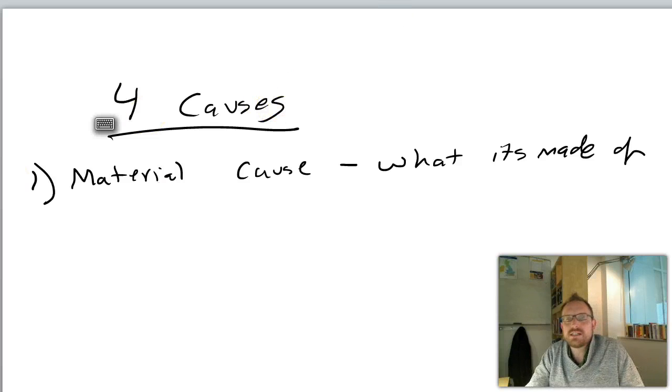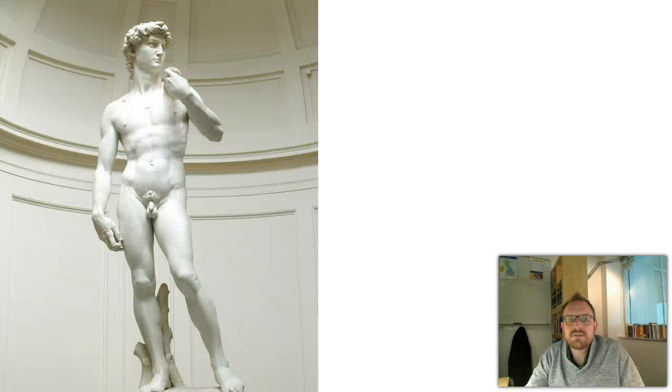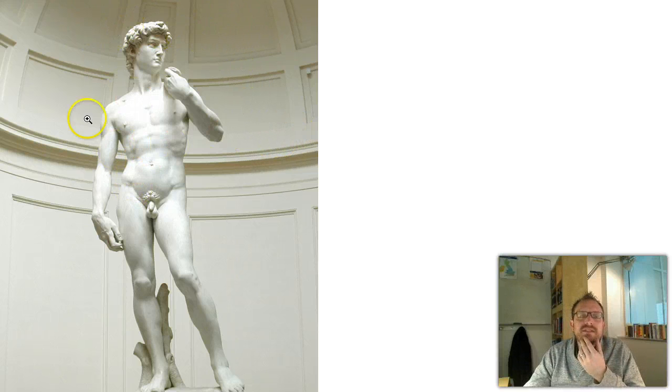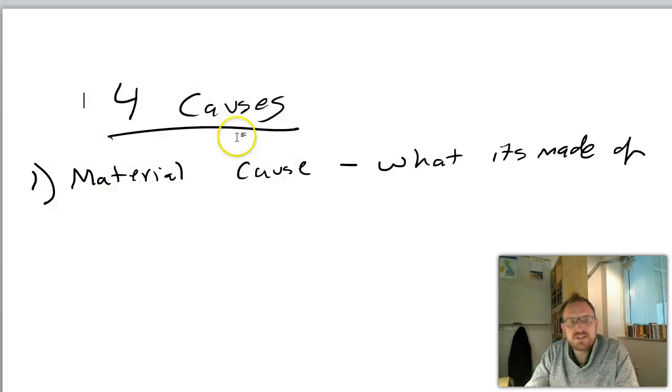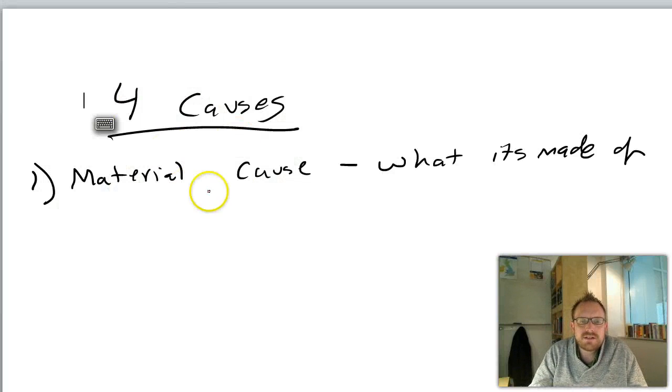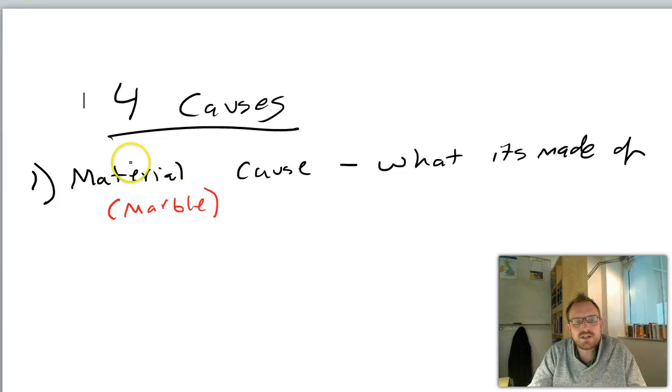Now, let's give an example. The example I want to use is the statue of David by Michelangelo. It's a famous sculpture. So let's use this as our example, our substance. Let's ask ourselves, what's the material cause of this object that exists in the world? Well, in the case of David, we might say that the material cause is marble. That's what it's made of. It's a statue of Michelangelo's that he carved out of marble. So that's the material cause. Now the second cause is the efficient cause.